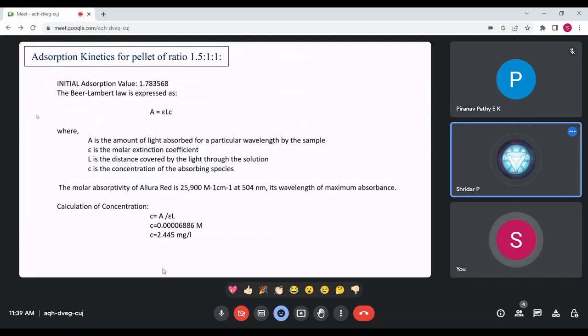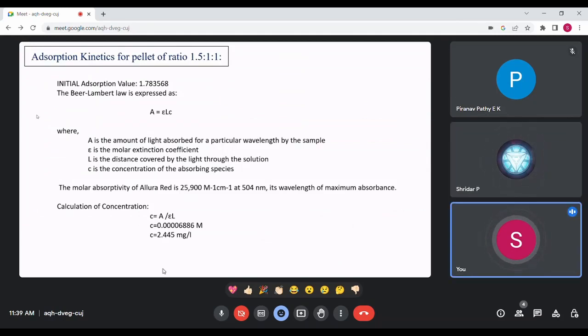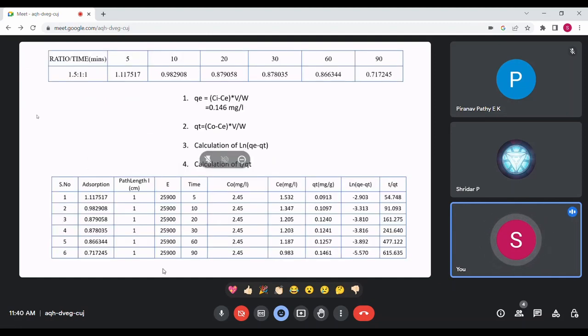Adsorption kinetics is the study of the surface characteristics of the material. We have done this adsorption kinetics for the adsorption process we did before. Initially we don't know the concentration of the dye present in the water, so we use Lambert's equation to calculate the initial concentration, which is 2.445 mg per liter. For the best pellet ratio, 1.5:1:1, we are doing the kinetic study.